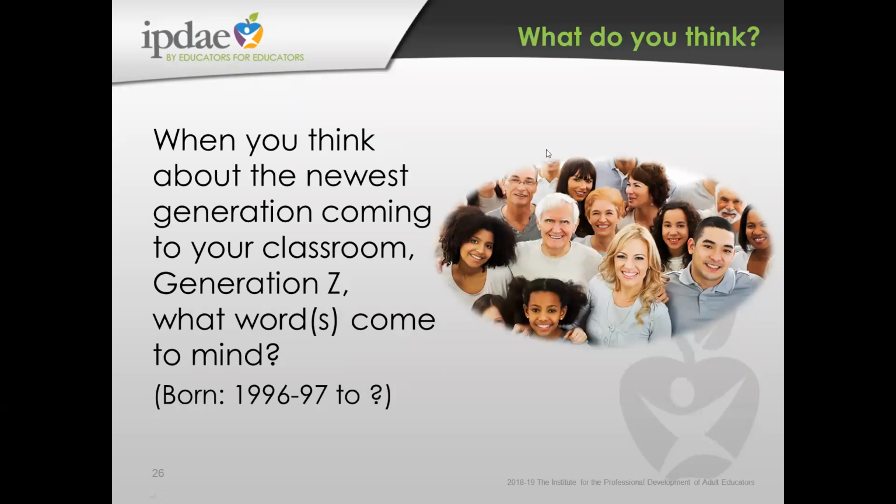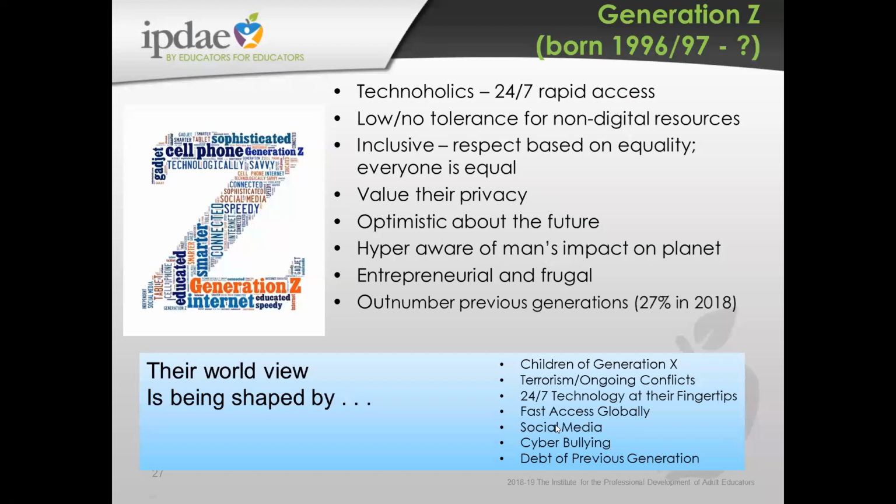Let's take a little closer look, because when we're looking at the differences between millennials and Generation Zs, there really are some very major things going on here. First of all, they are technoholics, probably worse than or better than, it depends upon your perspective, of any previous generation. And it's not so much sitting at a computer as a handheld. They've got very low tolerance for non-digital resources. They are, though, much more respectful than millennials, and they do respect everyone based on equality, where everyone is equal. However, they do value their privacy. They are optimistic about the future, and they are very aware of impact on the planet.